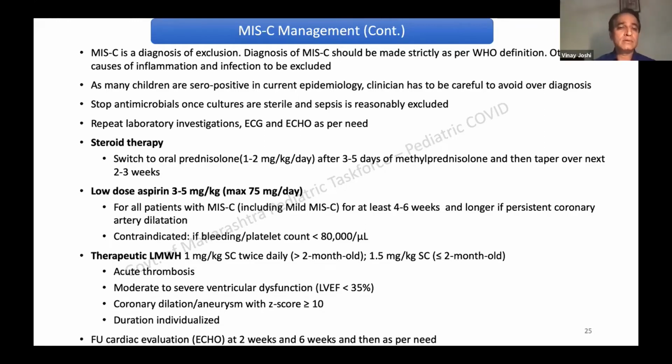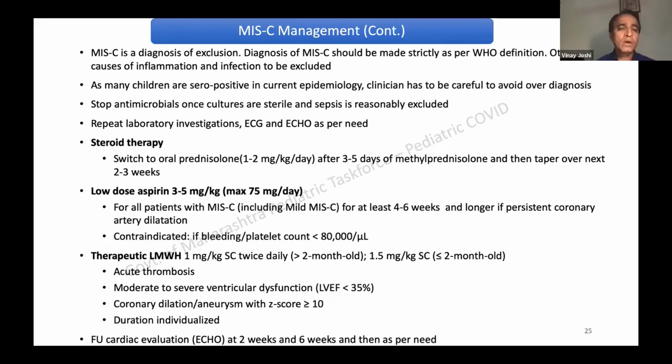All the children, all the patients with MISC, including mild, we have to start them on low dose aspirin, that is 3 to 5 milligram per kilo, maximum 75 milligram per day for at least 4 to 6 weeks. And this therapy sometimes has to be given for a longer duration if there are persistent coronary artery dilatation or abnormalities. However, aspirin therapy is contraindicated if the child is bleeding or the platelet count is less than 80,000.